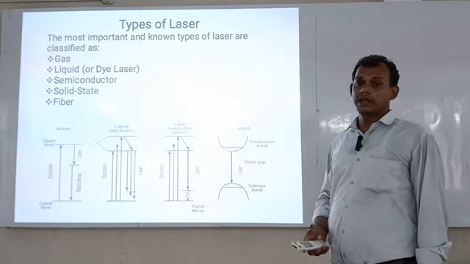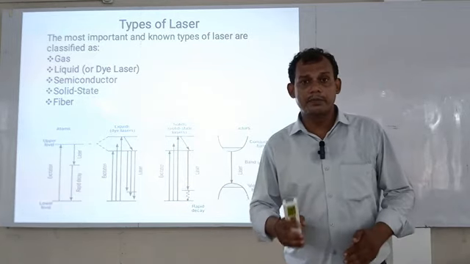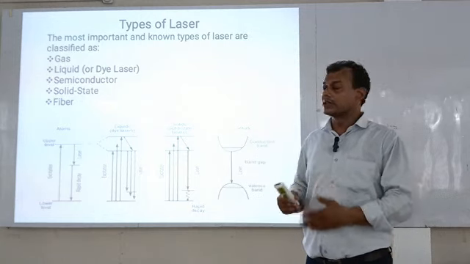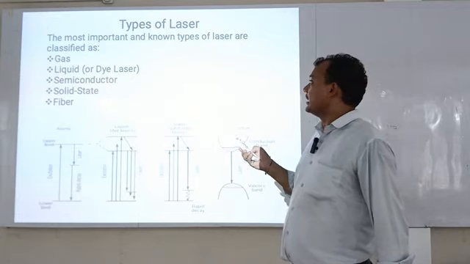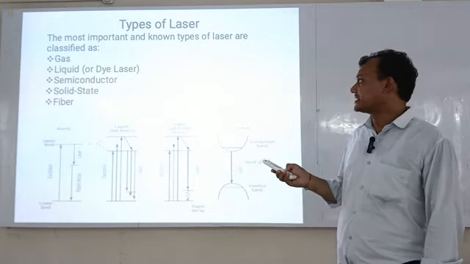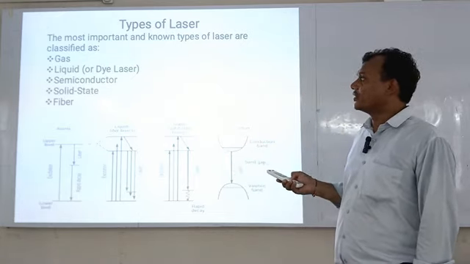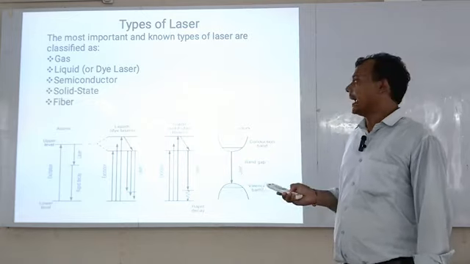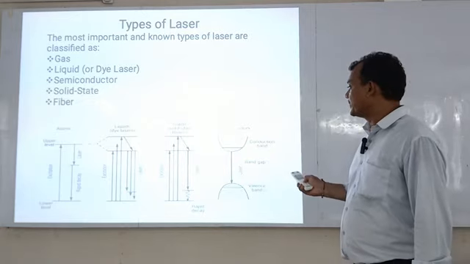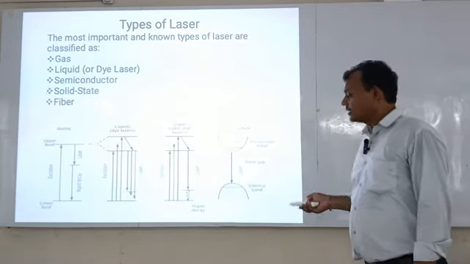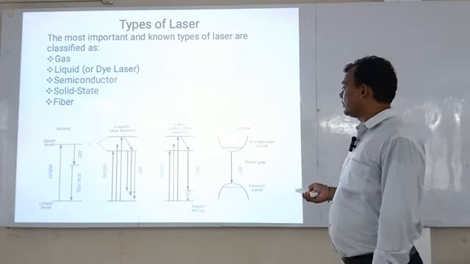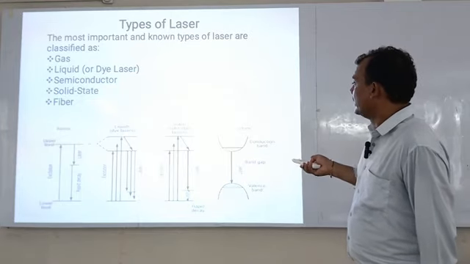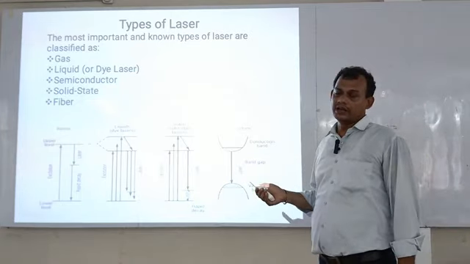Now we come to the types of laser. On the basis of the state of matter or property of materials, we can classify lasers into five types. First is the gas laser, then liquid laser, semiconductor laser, solid state laser, and fiber laser. There are some pictures showing the working of the laser in the different solid, liquid, gas, and semiconductor lasers.